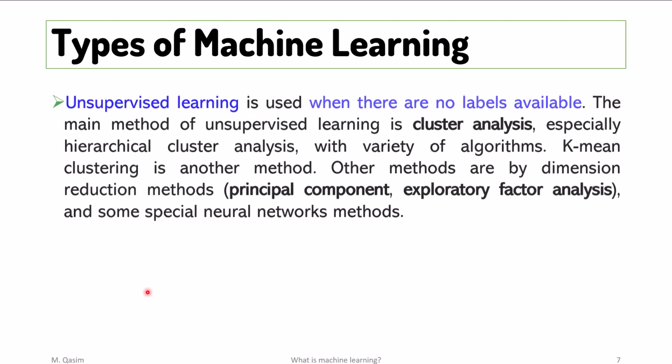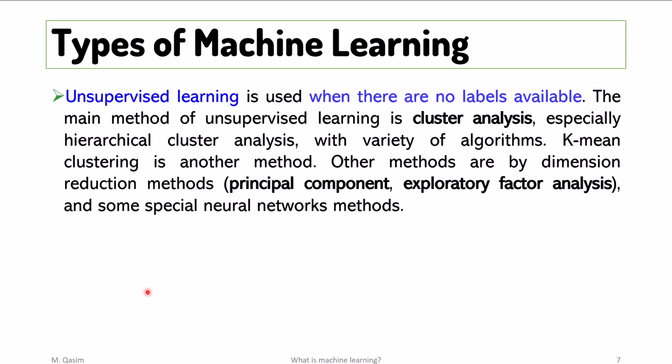The next approach is unsupervised learning. In unsupervised learning, the values of the response variable are unknown. So we don't have predefined output variables in unsupervised learning. The objective here is to discover patterns, structures, or relationships within the data. The main method of unsupervised learning is cluster analysis. In addition, it includes dimension reduction methods, principal component analysis, exploratory factor analysis, and some special neural network methods.